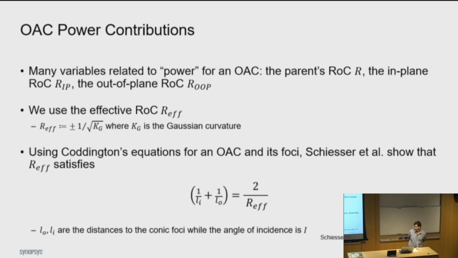So 1 over Li plus 1 over Lo equals 2 over R effective, which rather resembles the equation for paraxial power. So we're going to be using this as our variable of control for when we're talking about trying to control the paraxial power of an off-axis conic. It's not exactly the same thing, but it is one parameter that we're using here, which we found to be successful.